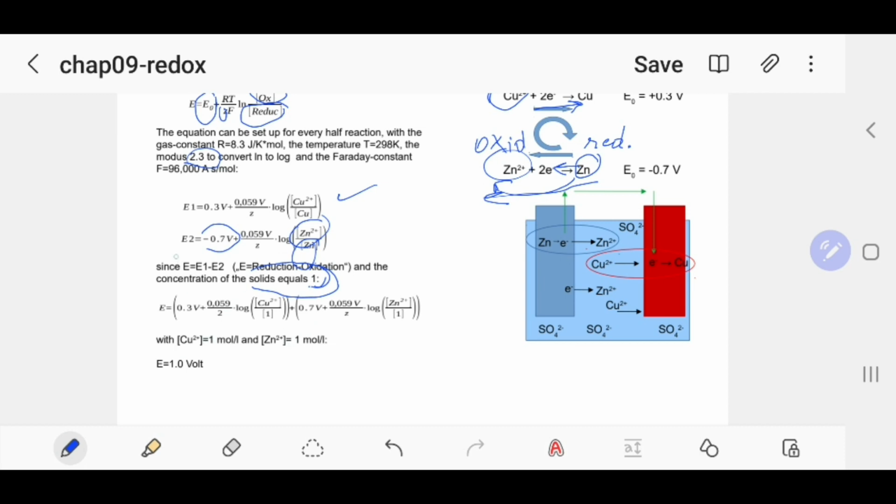And if we want to calculate the voltage of the battery, then we have to calculate the difference of potential between the positive terminal and the negative terminal, right? This is how we calculate the voltage. So we just do E1 minus E2. E1 is this, 0.3 plus all this, minus 0.7, which is plus 0.7 volts, plus all this.